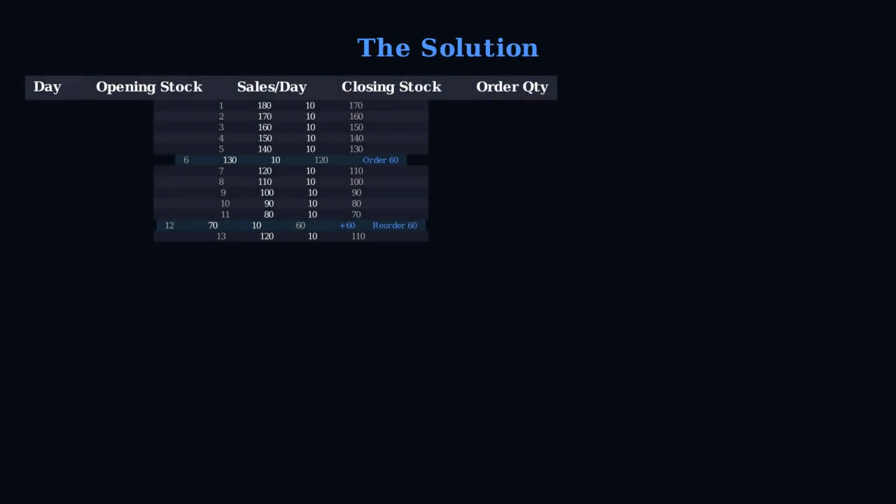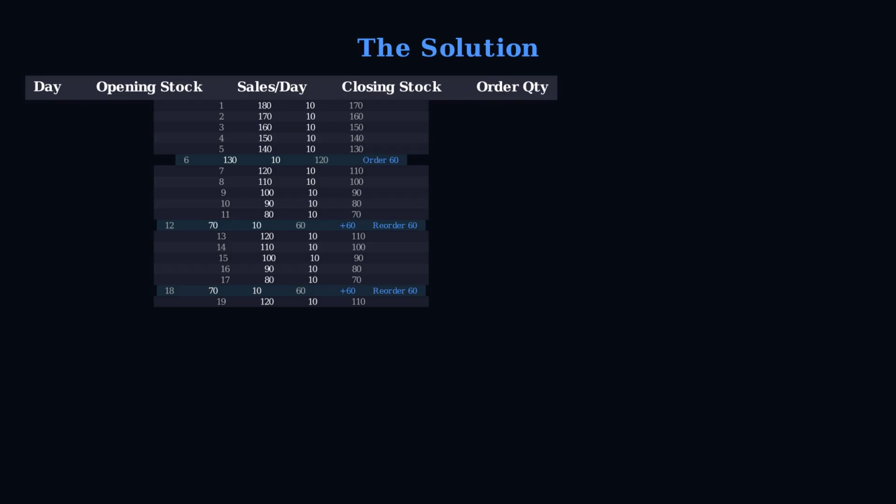Here's the complete solution. On day 6, we place an order for 60 units. The order arrives on day 12, bringing opening stock on day 13 back to 120. Sales stay at 10 per day. But notice, on day 12, closing stock hits 60 again. So we reorder another 60 immediately.